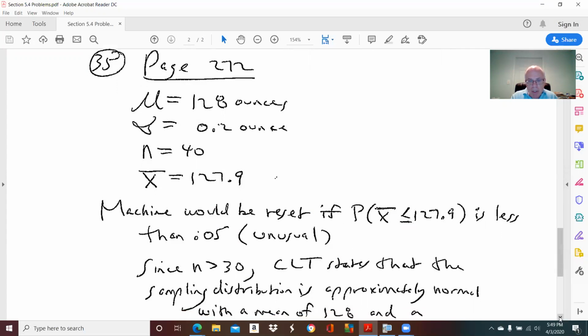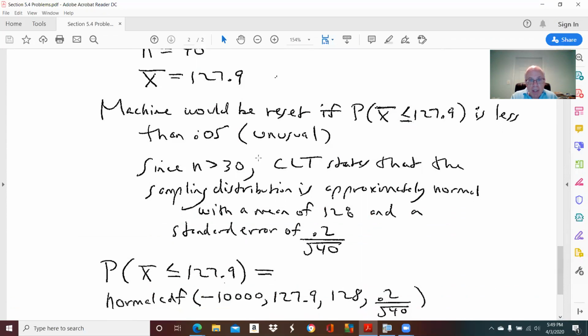All right, so how do we do it? Once again, since the sample is 40 cans, and that's bigger than 30, we're going to assume that the sampling distribution is normally distributed. And what does the sampling distribution mean? It equals the population mean of 128. The standard error for the sampling distribution is 0.2, the population standard deviation, divided by the square root of the sample size, which is 40. All right? And we don't even have to figure out what that number is. We can just simply put that into our calculator.